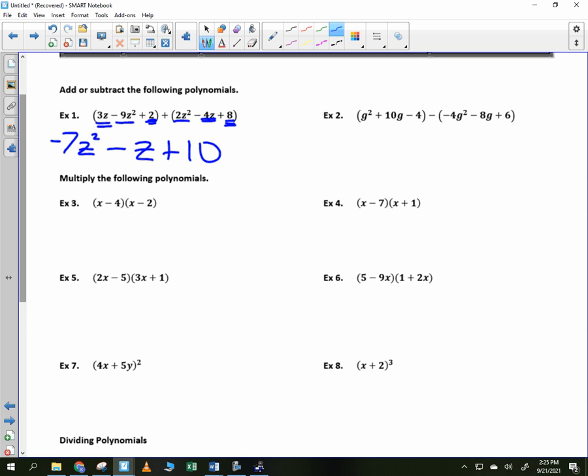All right, example 2. What's different about 2? Let's focus. What's different about 2? We got subtraction. When you have subtraction, you need to distribute the subtraction sign. So I have g squared plus 10g minus 4. Then what? Plus 4g squared. Plus 8g minus 6. So you got to distribute that negative all the way through.